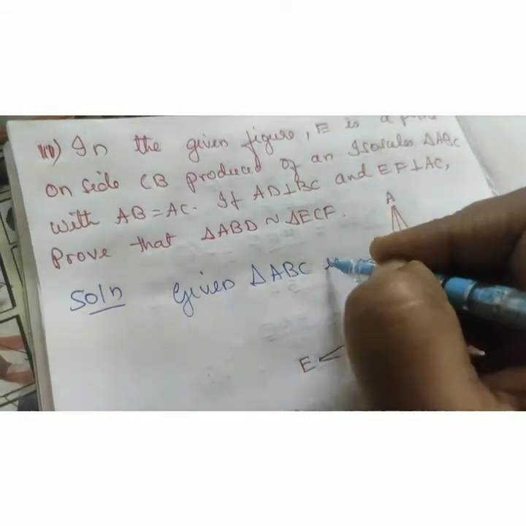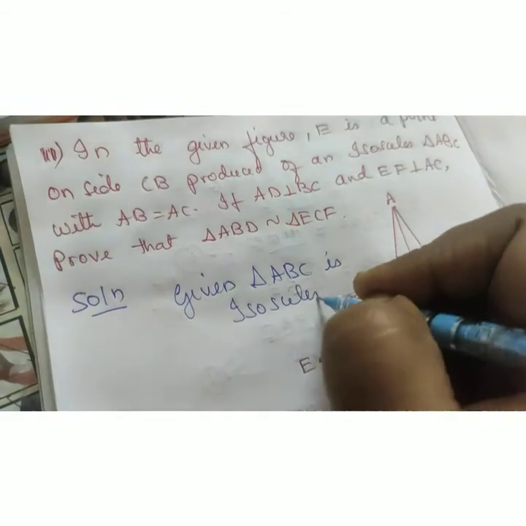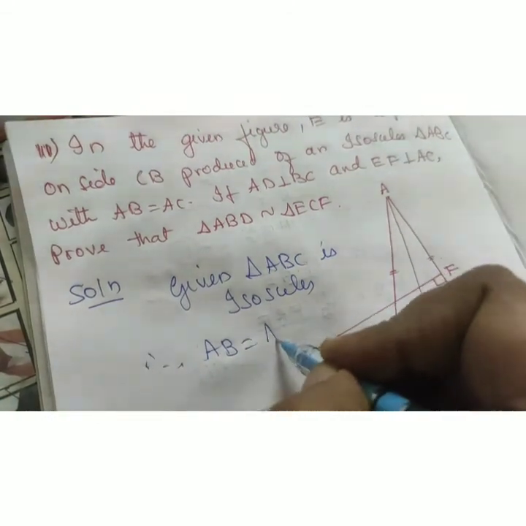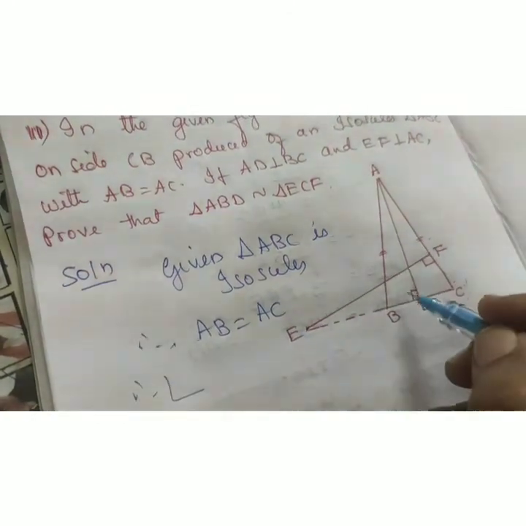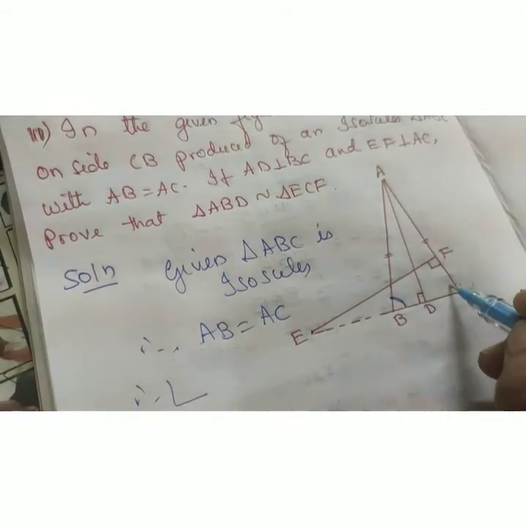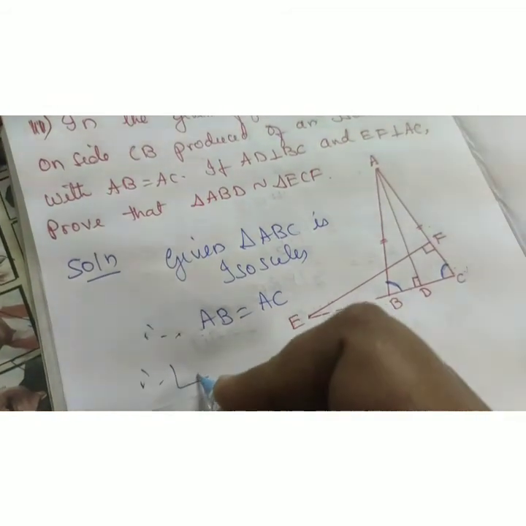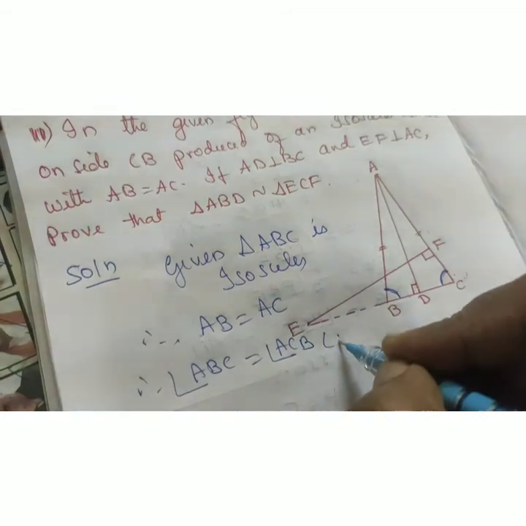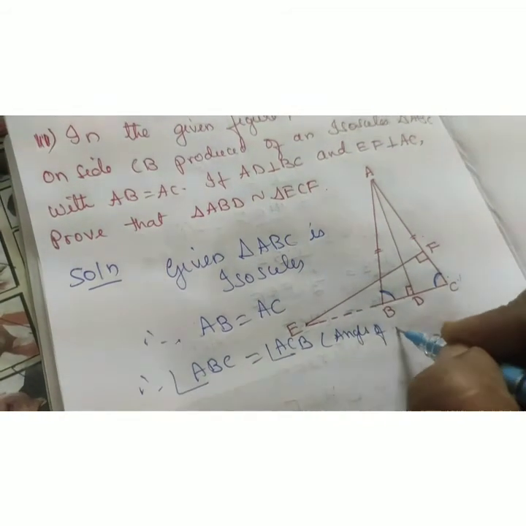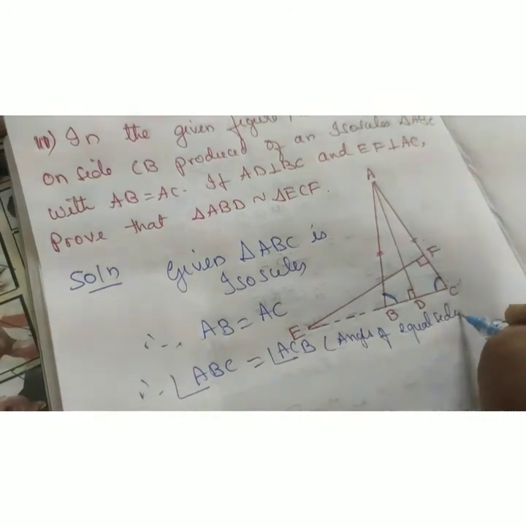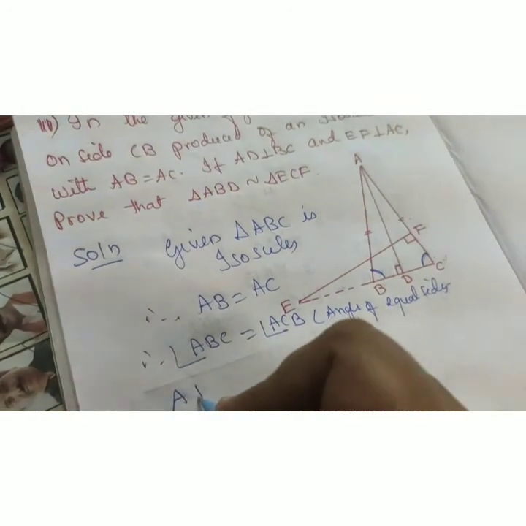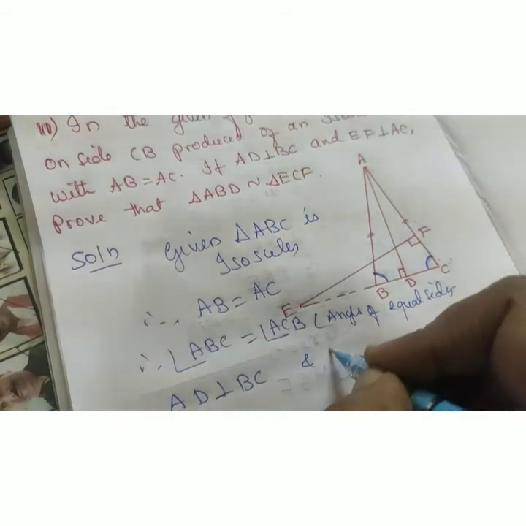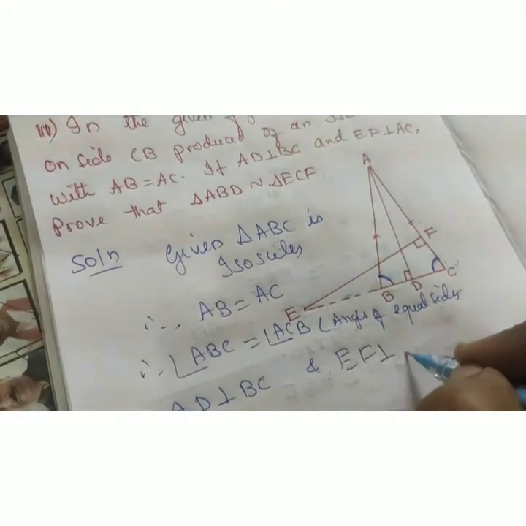So first let us take the given: triangle ABC is isosceles. Therefore AB equals AC. Therefore angle ABC will be equal to angle ACB, because they are angles opposite equal sides. And AD is perpendicular to BC and EF is perpendicular to AC.